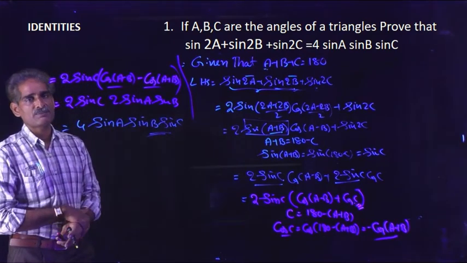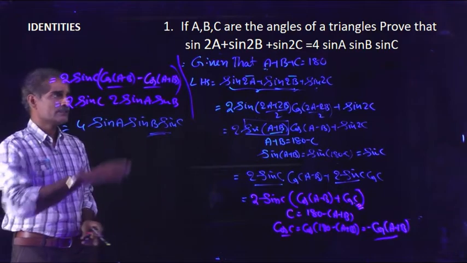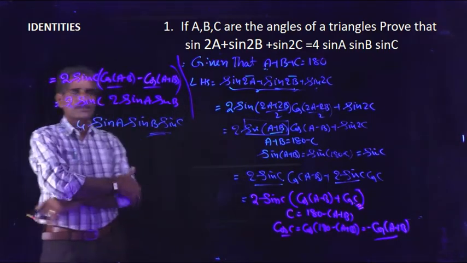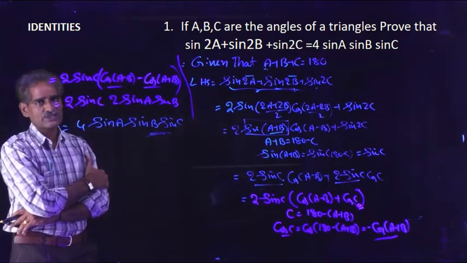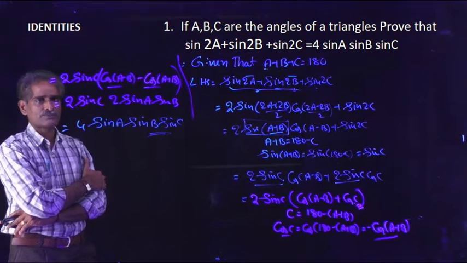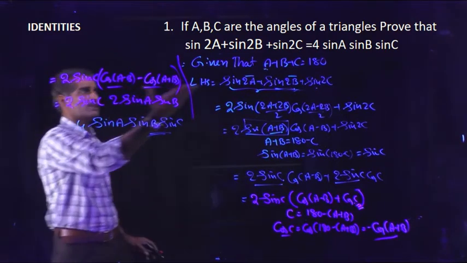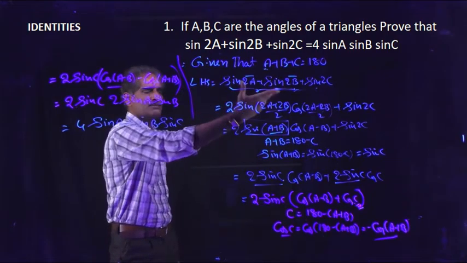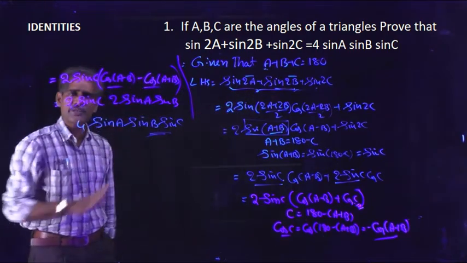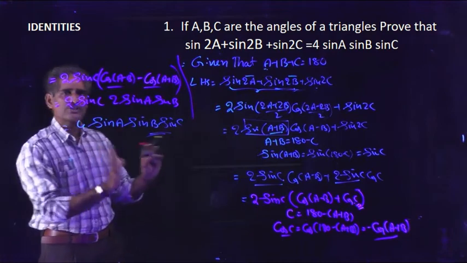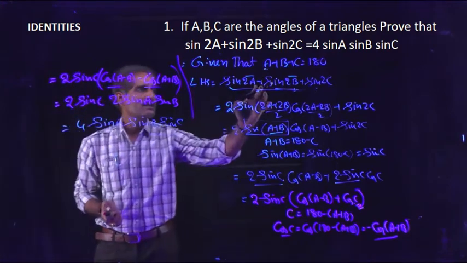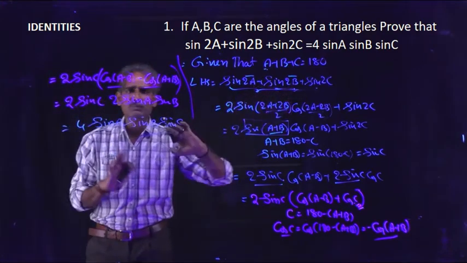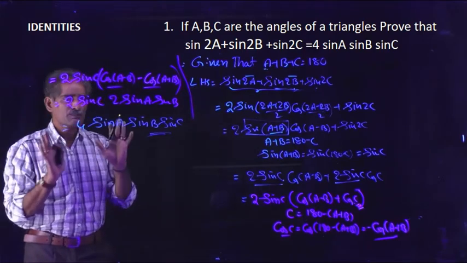Given the relation A plus B plus C is 180, sin 2A plus sin 2B plus sin 2C is equal to 4 sin A sin B sin C. This is the process. Whatever the function, cos 2A, cos 2B, cos 2C, cos A, cos B, sin A, sin B, whatever the angle, the process is the same. Here it may give plus or minus, whatever the symbols; you can apply the same procedure.